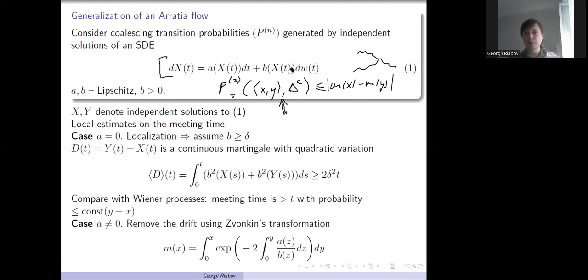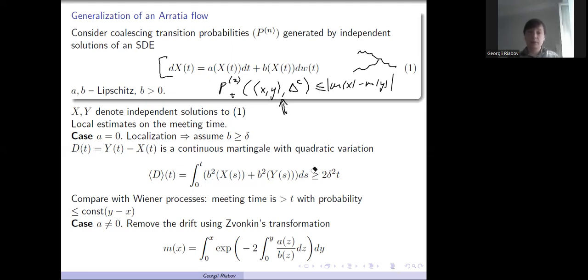independent solutions of the SDE. Assume that A and B are Lipschitz and B is strictly bigger than 0. Using these localization arguments, we can assume that B is separated from 0. Now, if there is no drift, then the difference of solutions is a continuous martingale, and its quadratic variation is bounded from below by a quantity, let's say 2 delta squared t.